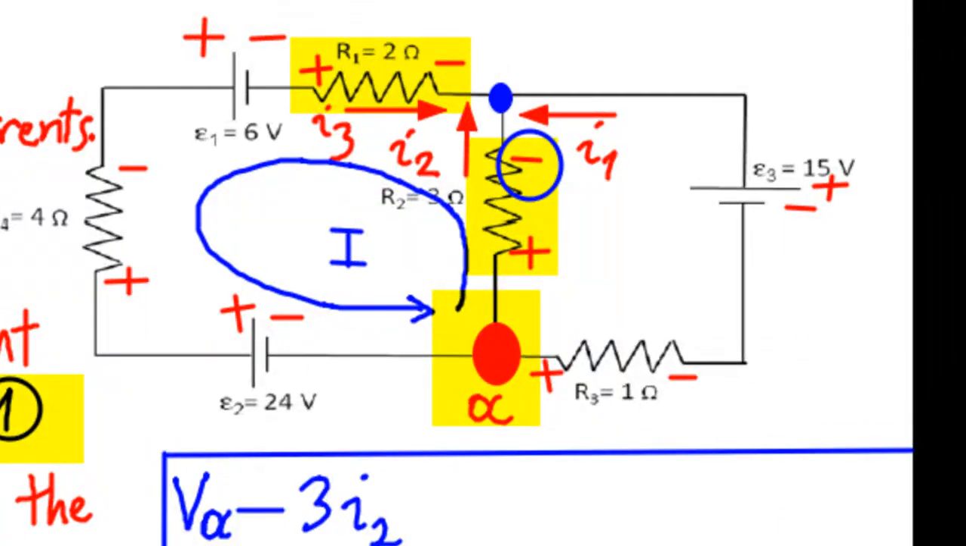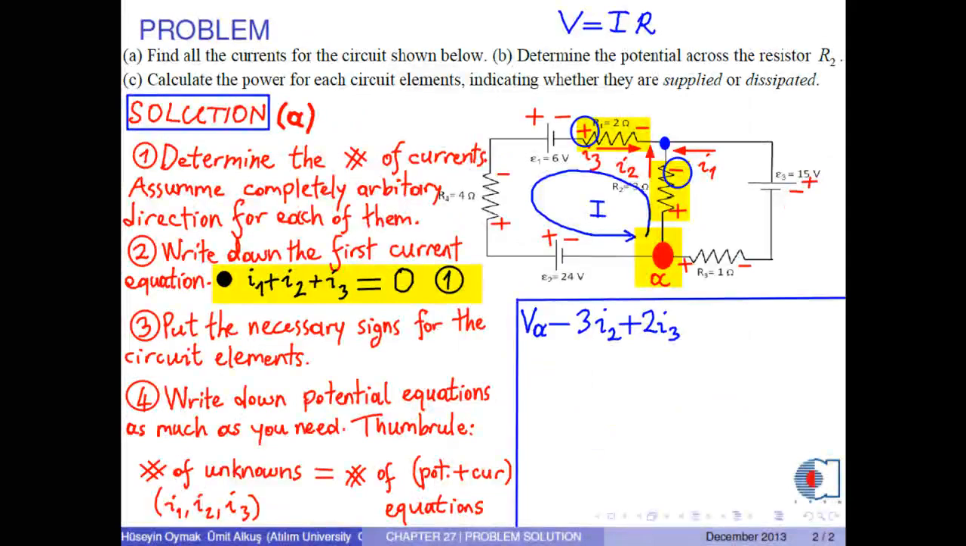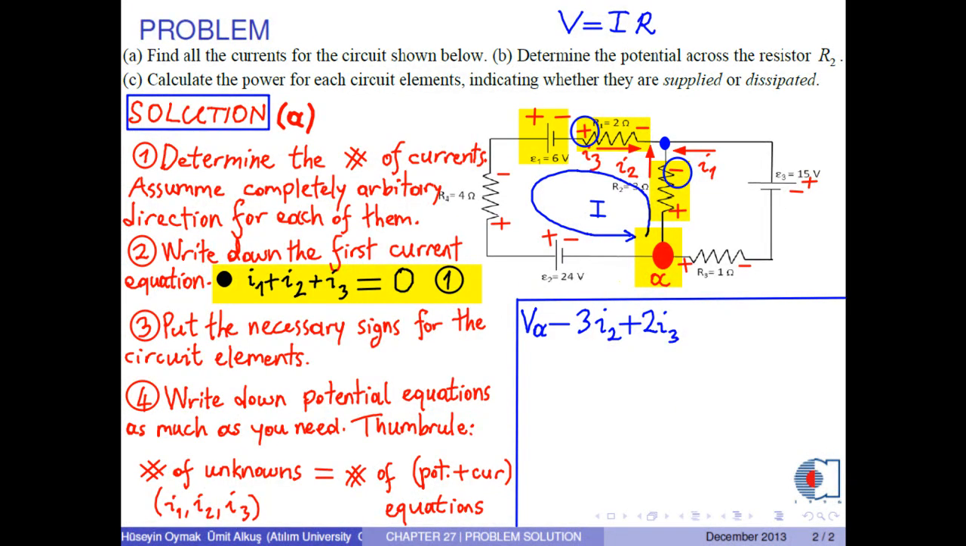For resistor R1, we take the leftmost sign, which is positive, for the voltage. So we have 2 ohms times current I3. For battery 1, we take the leftmost sign, which is plus. And the voltage is 6 volts. For resistor 4, we have the corresponding sign as plus. Then the voltage difference is calculated as 4 times I3.